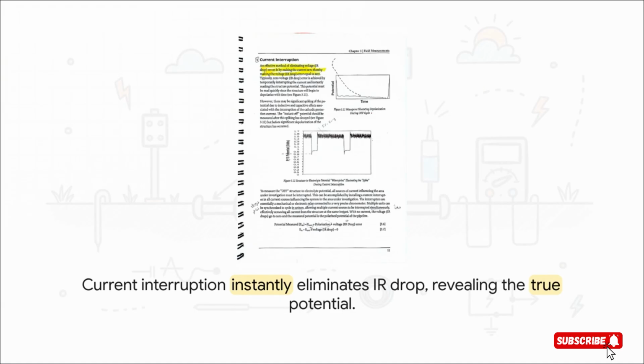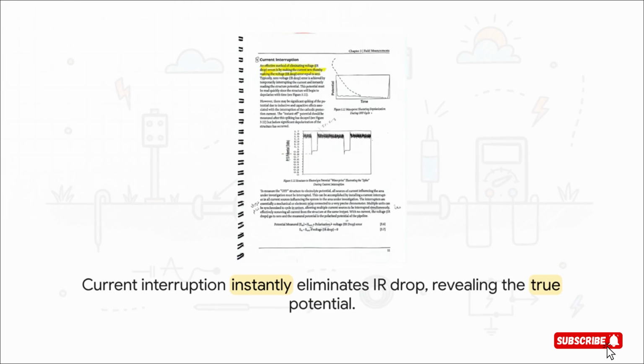Let's focus on that top waveform. On the far left, you see that high, steady line. That's the on potential. It's the number you'd normally read, and it's full of that IR drop error. Now, watch what happens at the exact moment we temporarily shut the current off. See that sharp vertical drop? That, right there, is the IR drop disappearing instantly.